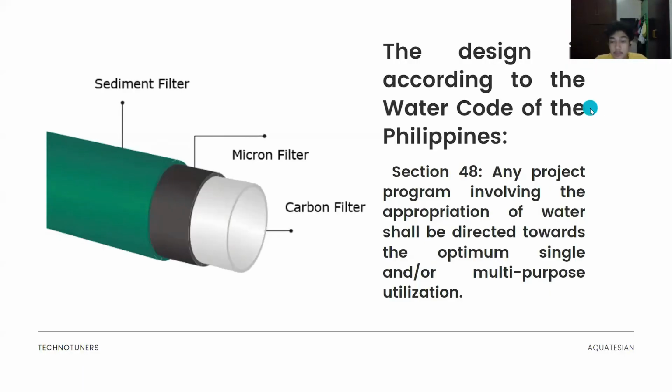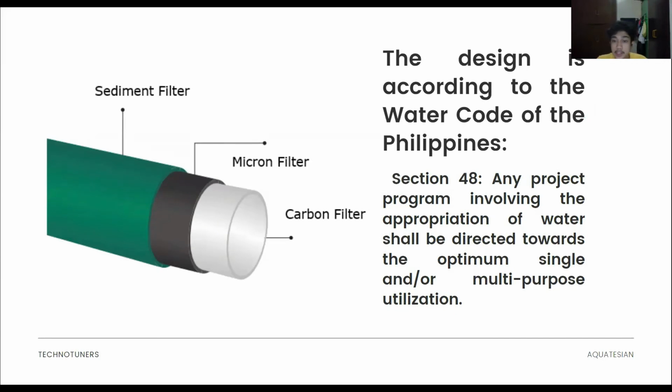Any project program involving the appropriation of water shall be directed towards the optimum single or multi-purpose utilization. Whenever practicable, projects shall be conceived and implemented as multi-purpose water resource development projects within the area of a river basin. In the case of small-scale water development projects not readily covered by a large-scale water development project, development planning of the latter shall proceed alongside the implementation.